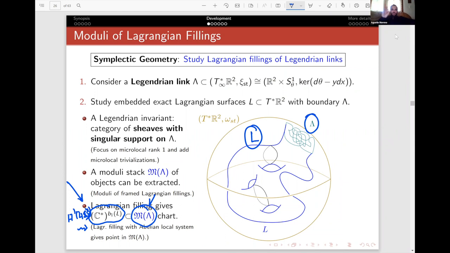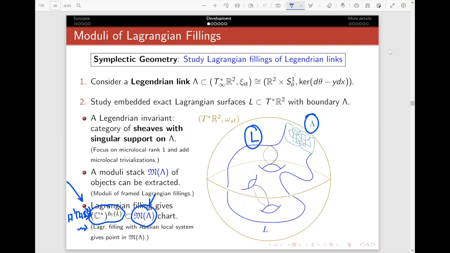So it's just a local chart around that fixed Lagrangian with a fixed local system. Yeah, correct. That's the best way I think about it, and it works. Okay, so now, for instance, different Lagrangian fillings might give you different charts, and you can prove that if you give different charts, then the Hamiltonian isotopy class is different.